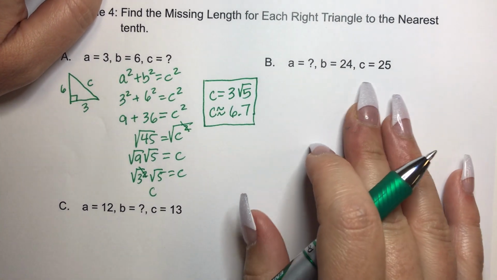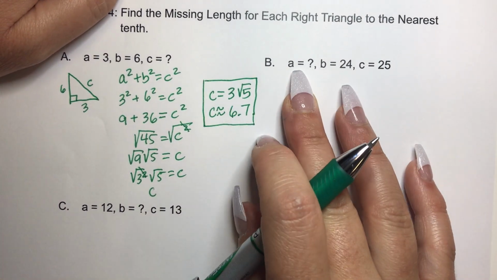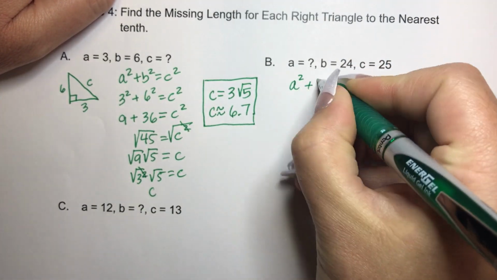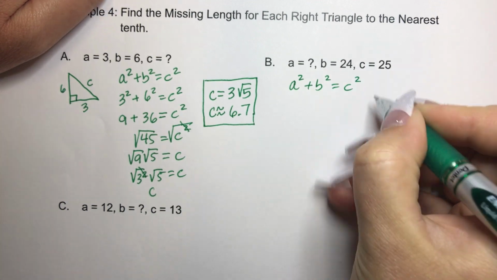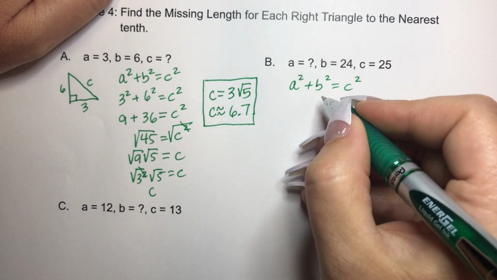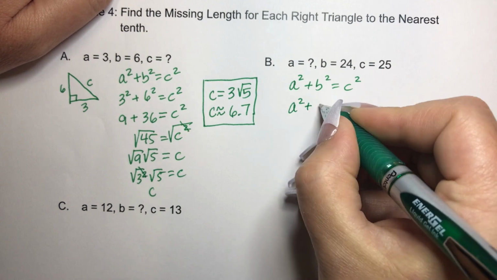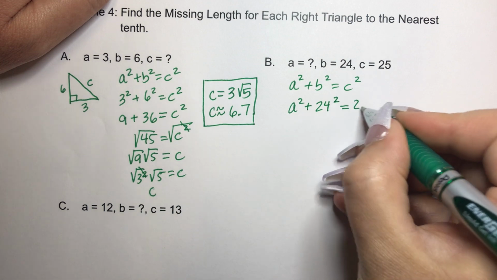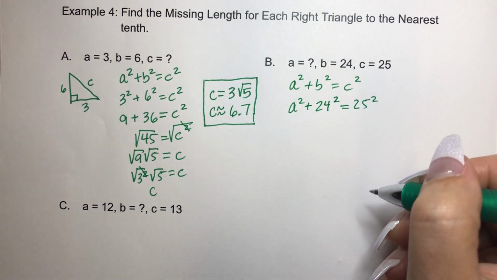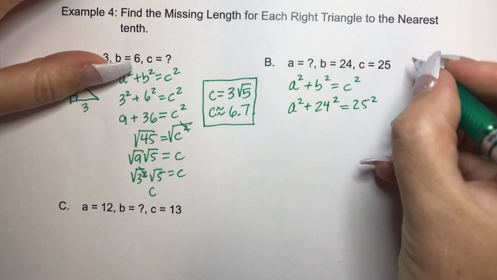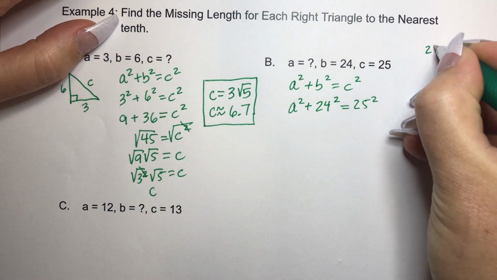Okay, let's go ahead and try this next one here. So again, we have our Pythagorean theorem, right? a squared plus b squared equals c squared. We're going to go ahead and input these values in. So we're trying to figure out what a is. We know what b is. b is 24 and 25 squared here. Now we just need to determine what 24 squared is. I'm going to do that over here on the side.